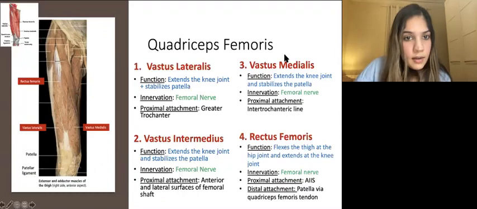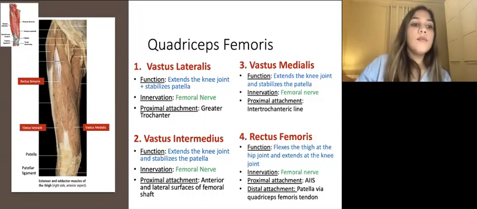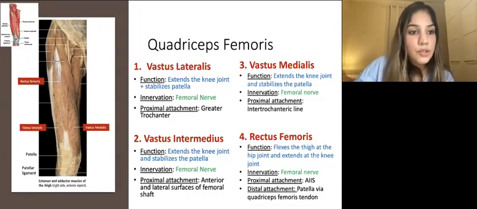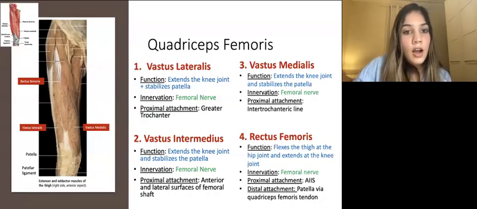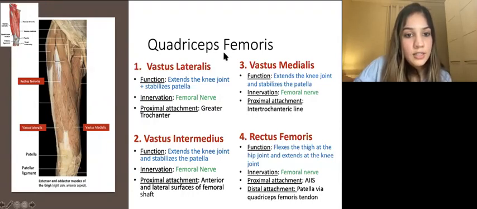And then we'll just talk about the quadriceps femoris muscle. So we mentioned briefly about this earlier when we spoke about the knee. We'll just go into a bit more depth here. So it's made up of four. There are four parts: vastus lateralis, medialis, intermedius, and the rectus femoris.